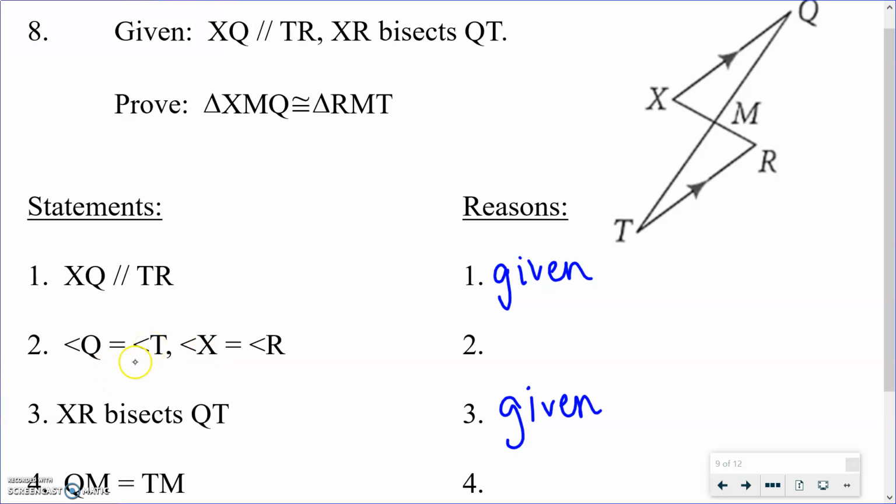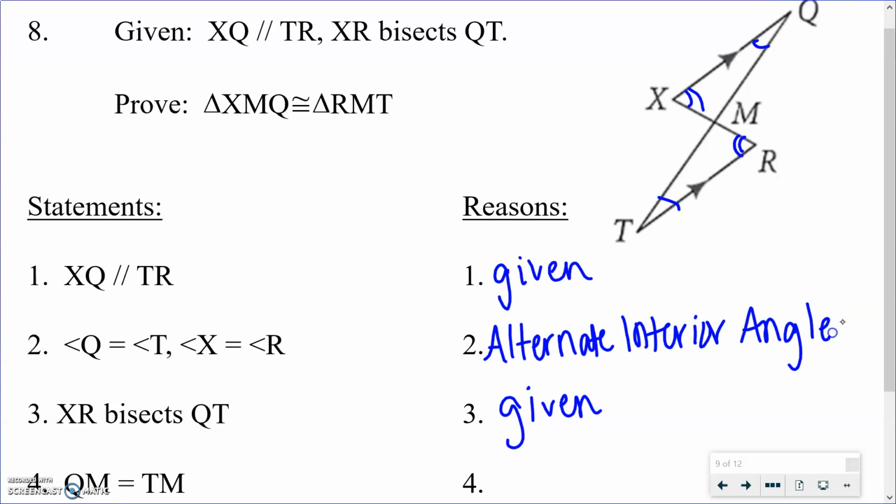So it says angle Q is equal to angle T, and angle X is equal to angle R. Oh, well, I think that goes back up here to this one. XQ and TR are parallel. So Q and T are alternate interior angles, and X and R are alternate interior angles. So the reason here would be that they are alternate interior angles. Okay, so we have to go all the way back, and we're going to keep using that prior knowledge.